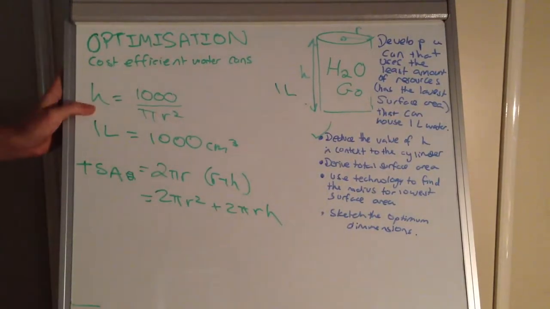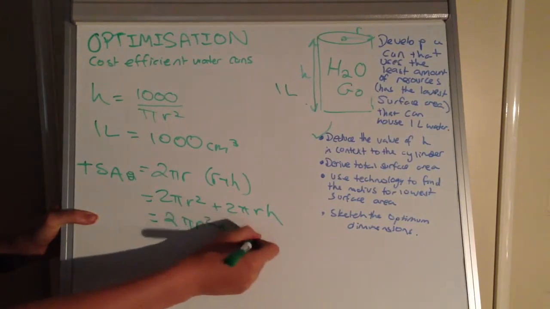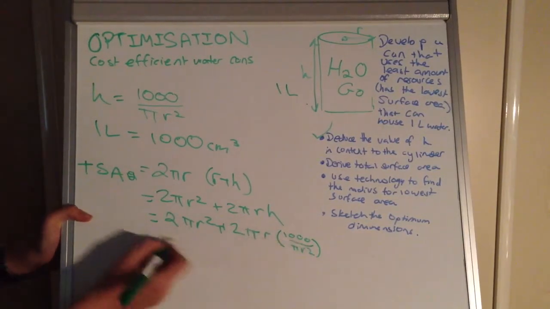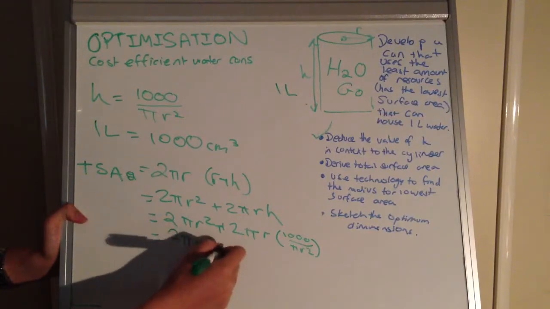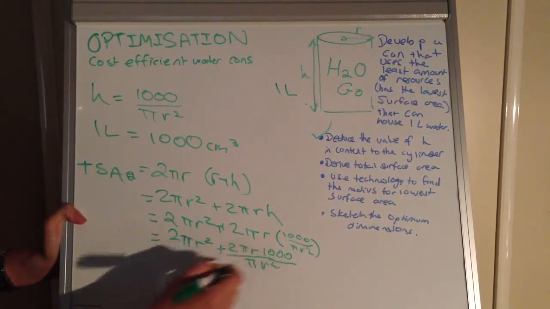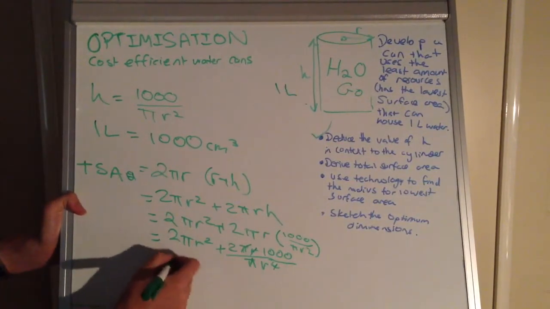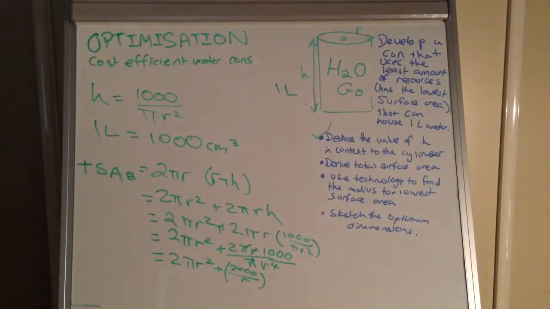And we know what h is in context because we just worked it out a moment ago. So from this we have 2 pi r squared plus 2 pi r lots of 1,000 over pi r squared. Now we multiply across the numerator and we get 2 pi r squared plus 2 pi r lots of 1,000 over pi r squared. Here we can cancel pi because it's multiplied by other values, not added, so we can cancel out the numerator and denominator, and we can cancel out one of the r values from the denominator as well. 2 times 1,000 is 2,000, so we get 2 pi r squared plus 2,000 over r. And that gives us our total surface area.